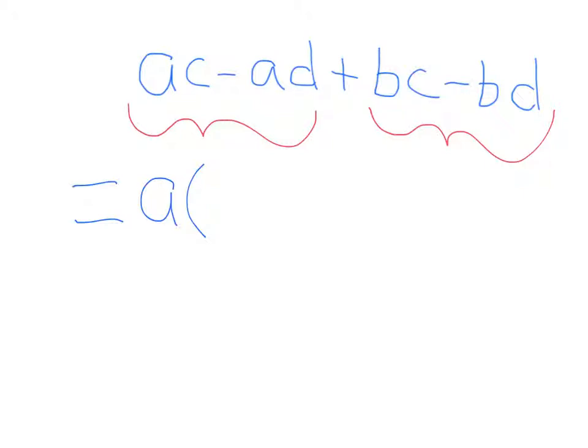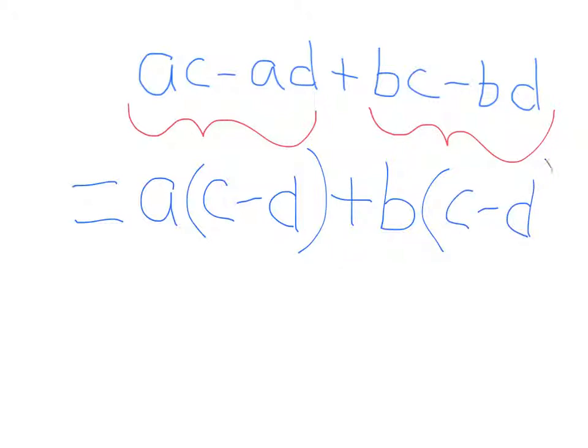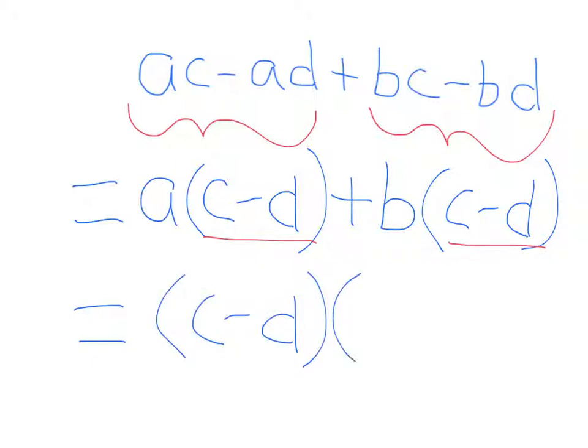And I'm left with A times C minus D in the front and a GCF of B in the back terms. I'm left with C minus D. Now we will notice that we have a common binomial factor. Factor that out the same way you would factor out a monomial factor, and we're left with C minus D times A plus B.